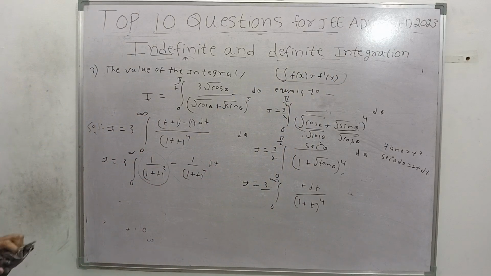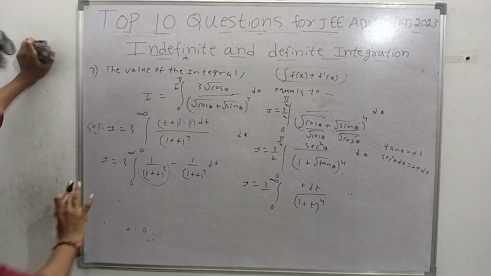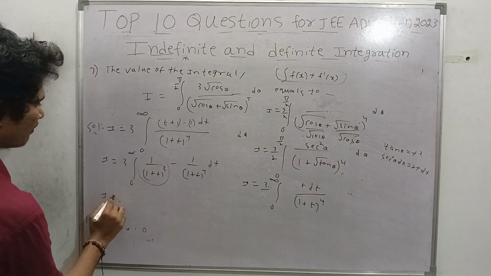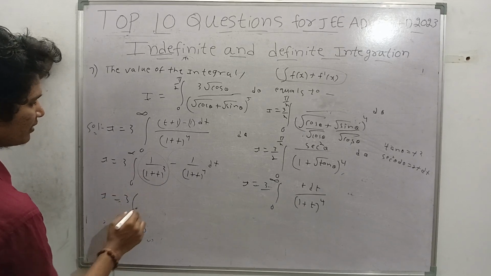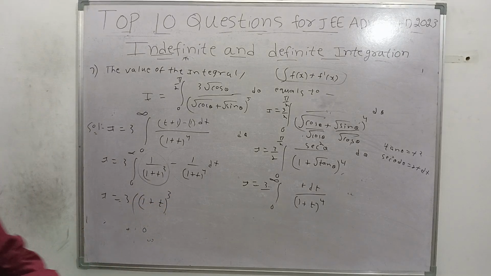This is a catch, an important thing. So when we divide, I can write like this. And what will it become? It will become I equals 3 times of (1 plus t) whole cube. Yes, wait, I will check.